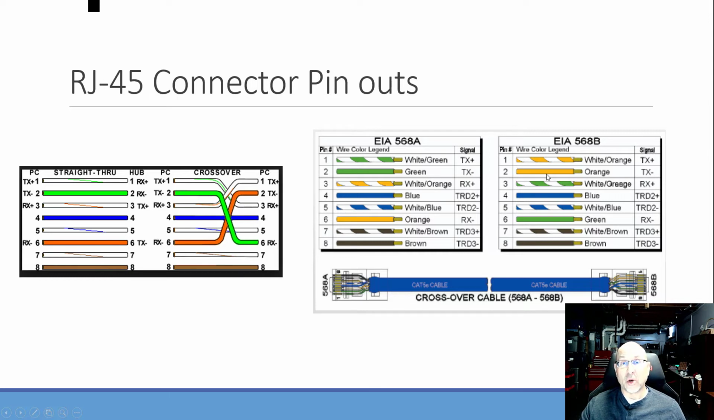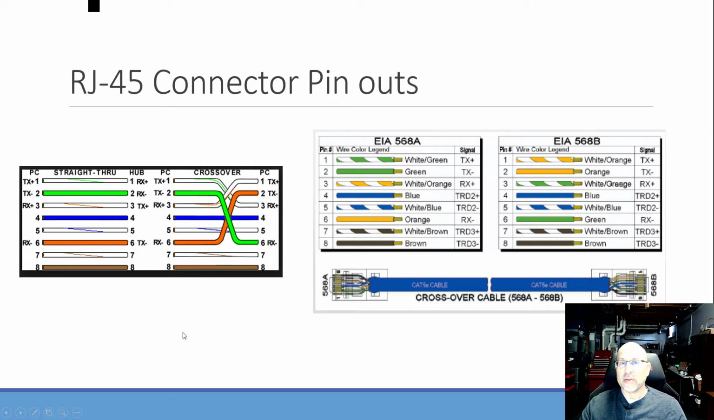So pins 1 and 2 will be orange. It's a dead giveaway. If pins 1 and 2 on both sides are green, then you know you've got 568A on one side and 568A on the other. When we have a crossover, we terminate one side with 568B and one side with 568A. What that does is transmit pins 1 and 2 to pins 3 and 6. Ethernet uses pins 1, 2, 3, and 6 for data, so we have a transmit pair and a receive pair. With a crossover cable, we are sending transmit to receive, so 1 and 2 to 3 and 6, and receive to transmit, so 3 and 6 back to 1 and 2.